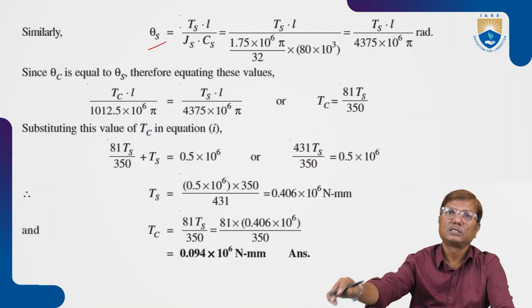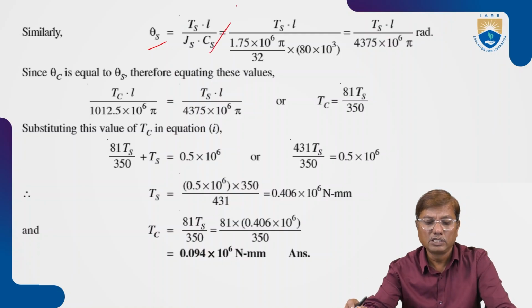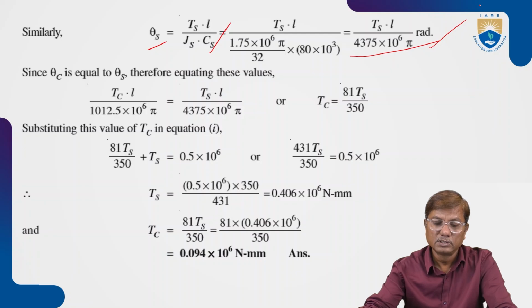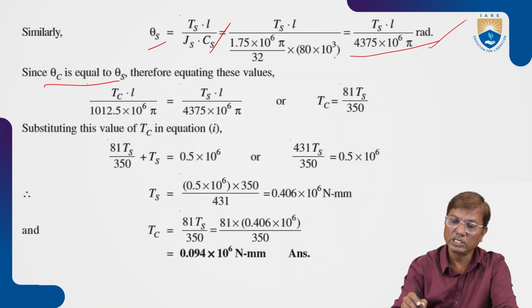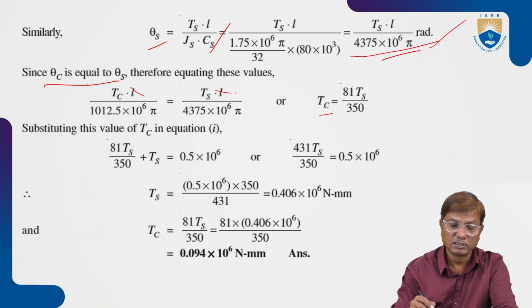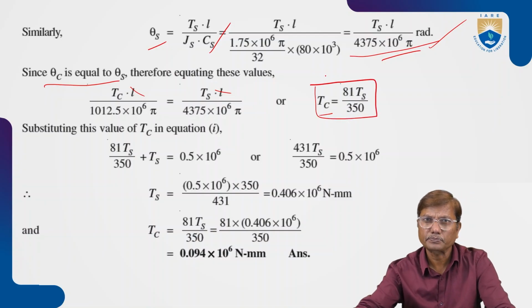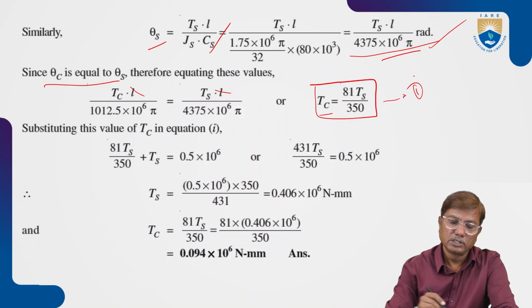Similarly, theta s, that is angle of twist in steel tube, is given as TSL by JS into CS. So TSL divided by this much. The condition is theta c is equal to theta s. So now we equate this theta s to theta c, which gives L cancels. Which gives TC in terms of TS. Now we substitute this in this expression.